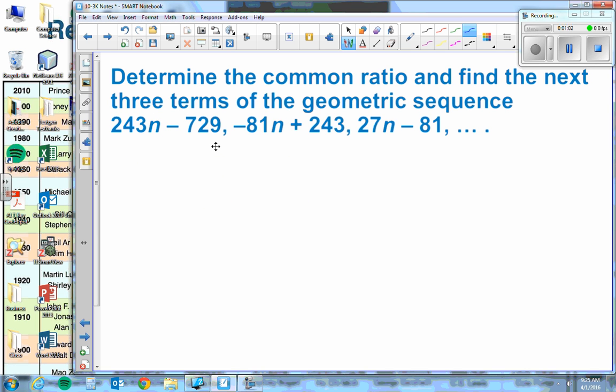Watch this one. So you don't have to write it down. But I'm going to do the same thing. I'm going to set up the ratio. I'm going to do the second term over the first term. Okay? So I want to factor these first. What is the common factor of these two terms?